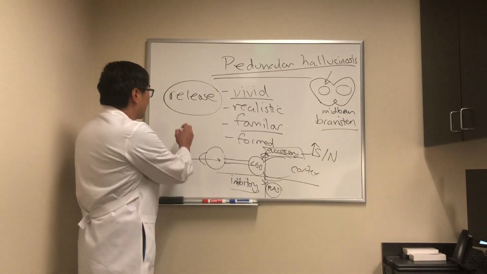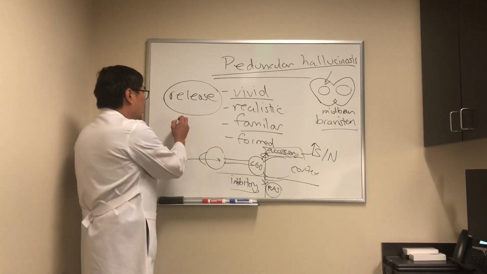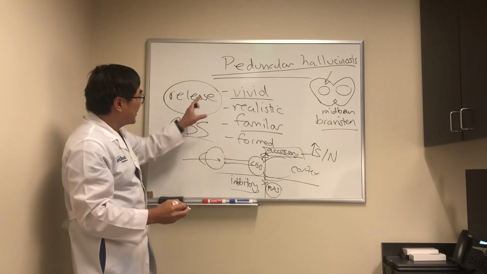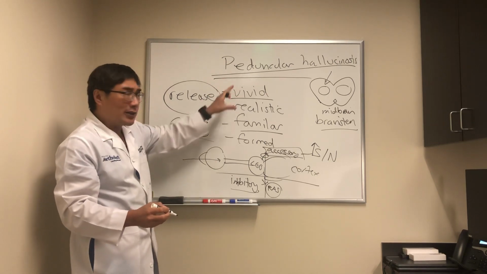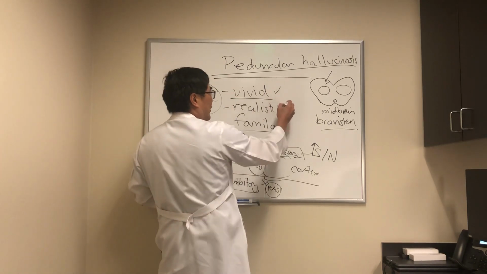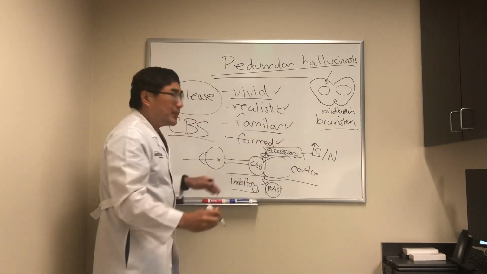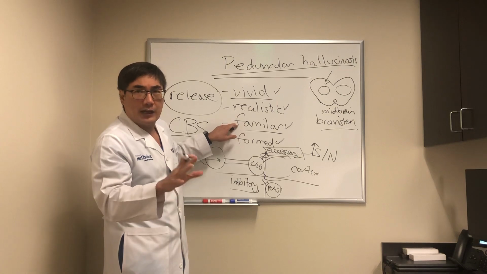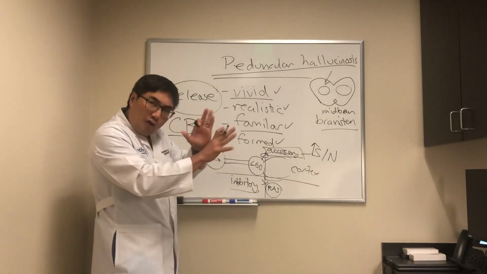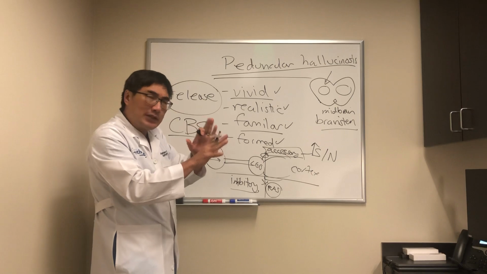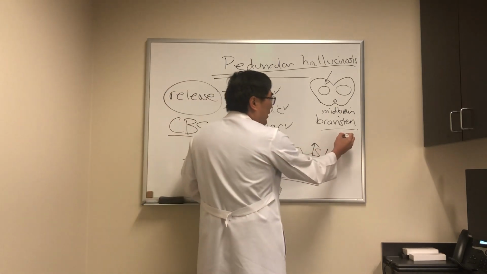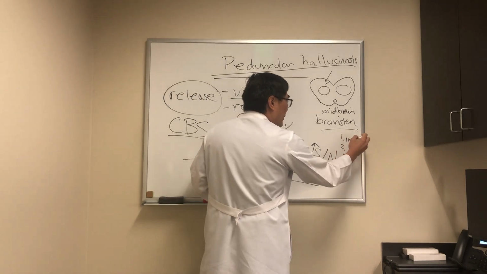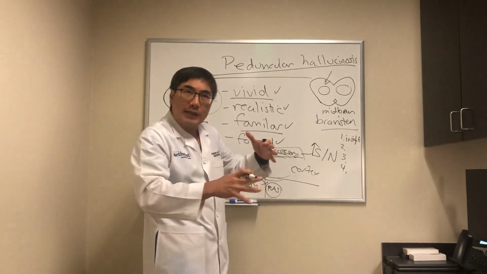It's very similar to a different kind of release hallucination called the Charles Bonnet syndrome. The Charles Bonnet syndrome is similar to the release hallucination of the peduncular hallucinosis in that it's often vivid, realistic, and formed. In contrast, in Charles Bonnet, usually the patient is not familiar with the person or the object, and there's some overlap between the two types of release hallucinations. Both of them require that you have insight into the phenomenon, so you have to know that it's not real.